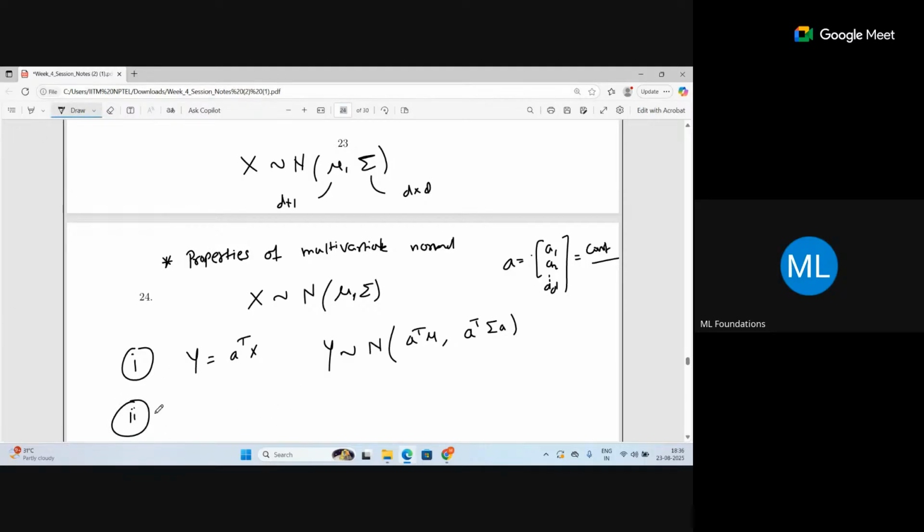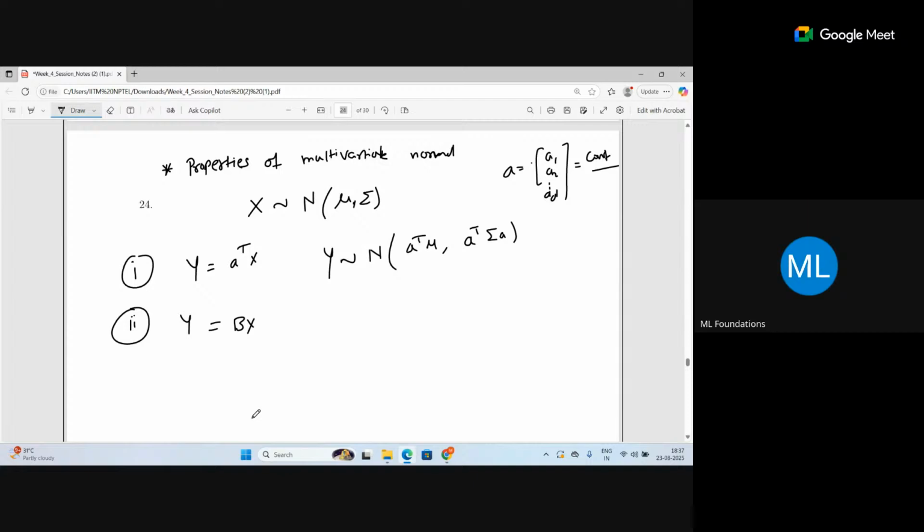Suppose y is another random variable which is equal to Bx. In this case, B is some matrix. What will be the distribution of y? We'll look at the examples, and after looking at the examples, you'll be able to appreciate what is happening here. In that case, y is normally distributed with B mu. It is again the same logic. If you apply the properties of expectation, it will be B mu, and the covariance matrix will be B sigma B transpose.